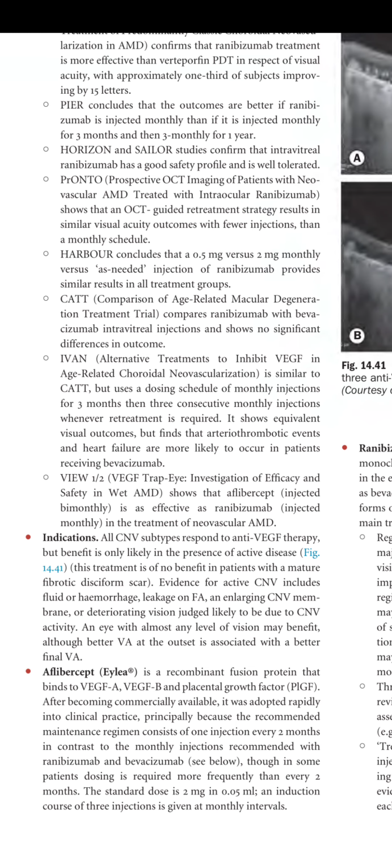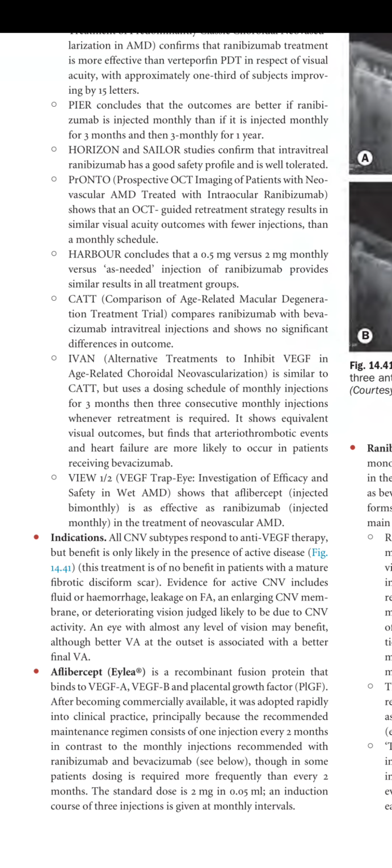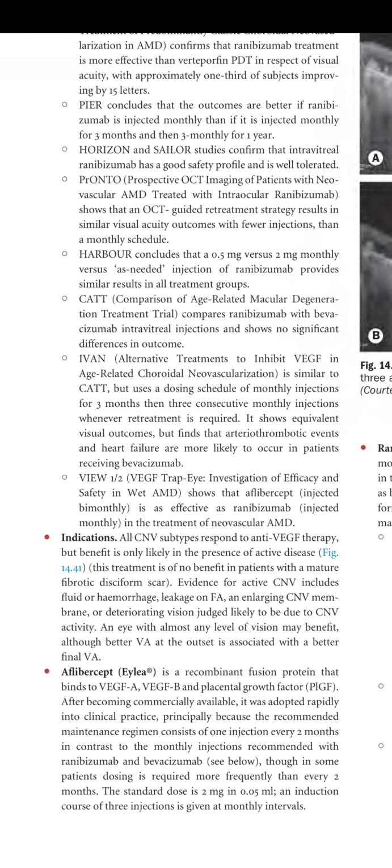Next, what are the indications of treatment with anti-VEGF? All CNV subtypes respond to anti-VEGF therapy, but benefit is only likely in the presence of active disease. This treatment is of no benefit in patients with a mature fibrotic disciform scar. So in active CNV it is of benefit, but if the disciform scar has formed, it is of no benefit. Evidence for active CNV includes fluid or hemorrhage, leakage on FA, an enlarging CNV membrane, or deteriorating vision judged likely to be due to CNV activity.